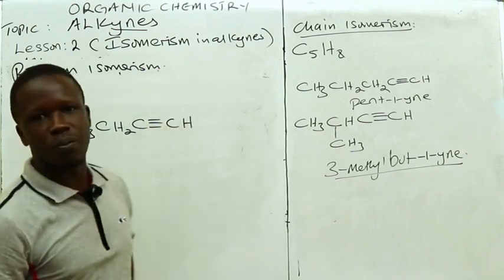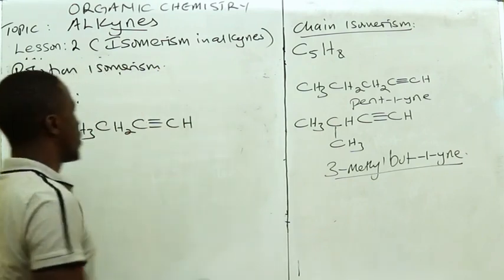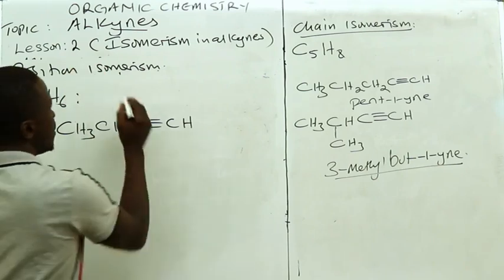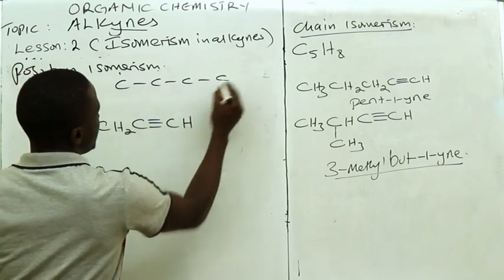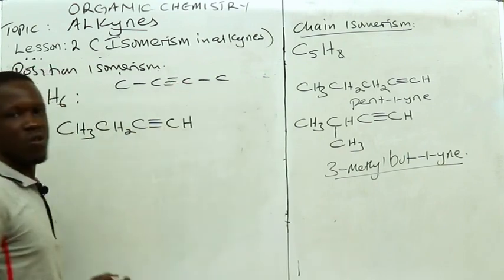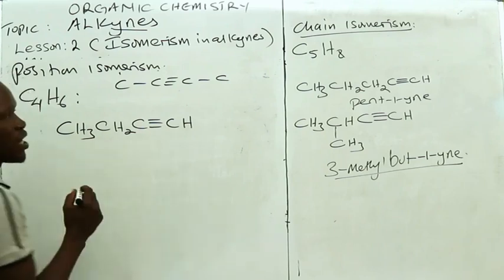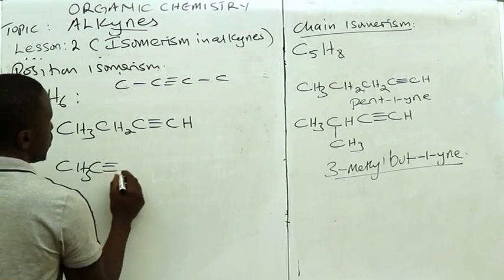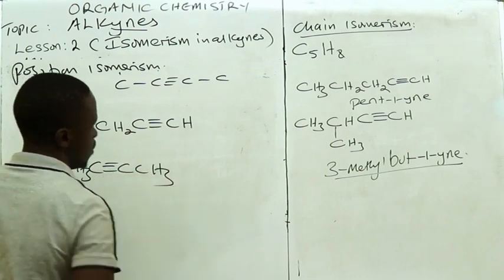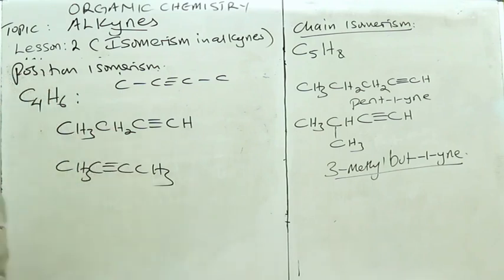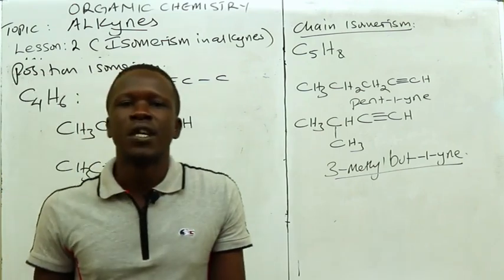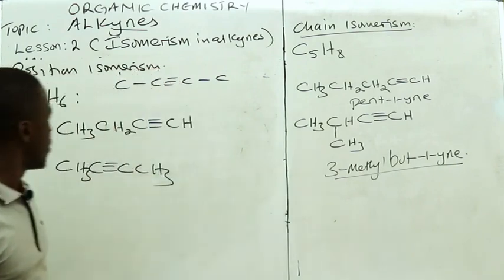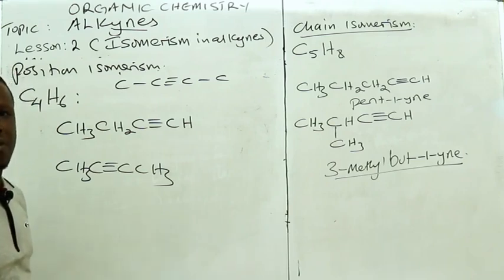Now if we want to create a position isomer, what we do is to move the triple bond to the next pair of carbon atoms within the chain. So such that instead of being at the end, we can put it in the middle there. And so the resulting isomer would be CH3, C triple bond C, CH3. These two compounds share the same molecular formula, but have different positions of the functional group.